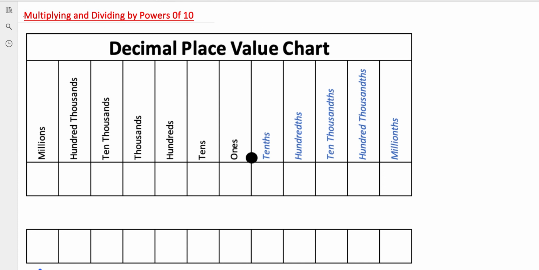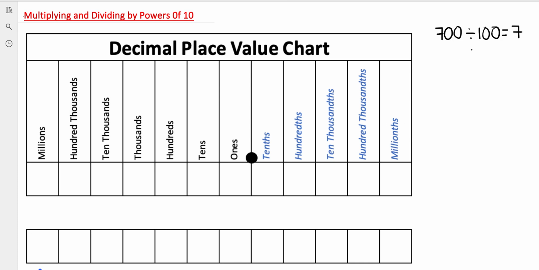Okay, let's do division. Let's say that I have something like 700 divided by 100. If I ask you what is 700 divided by 100, I'm sure that you're all saying it is 7.